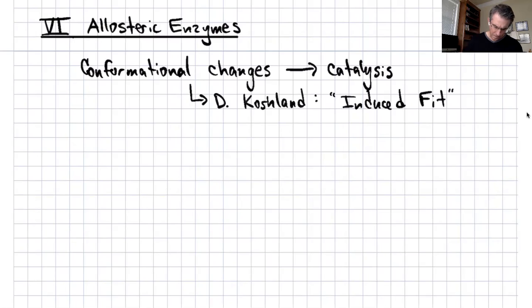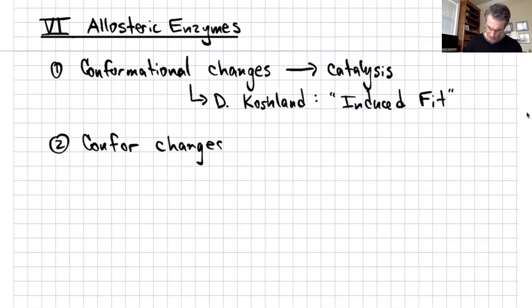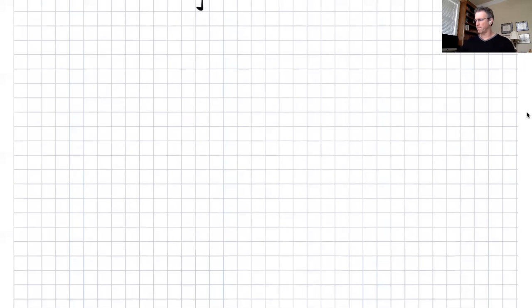Okay, but there's another aspect to conformational changes in enzymes that, rather than just being linked to catalysis, are linked to control, right? Specifically, how an enzyme responds under a given set of conditions. All right, and to illustrate that, consider something like the following.